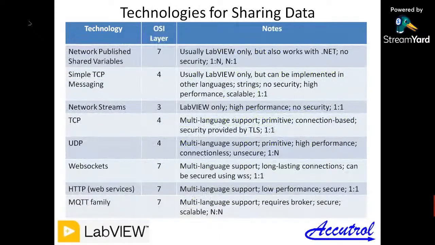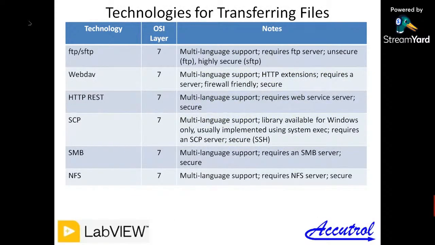I'm going to back up a couple here because I didn't say it, but obviously I've used MQTT. So the ones I haven't used are simple TCP messaging network streams. I've not directly used TCP or UDP or WebSockets, so I can't answer a lot of questions about that. Everything on this, except for SMB, I've used before. It's been a while since I've used NFS.